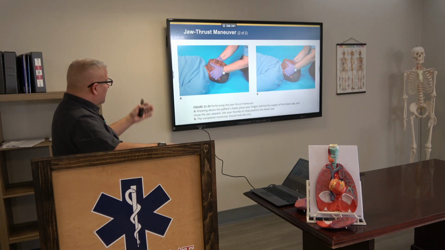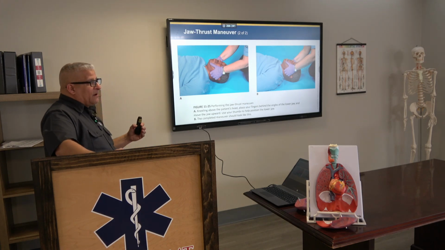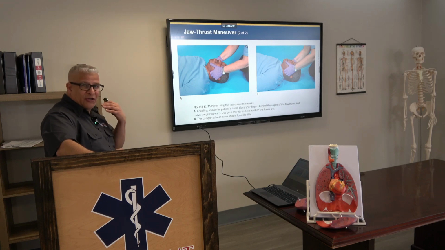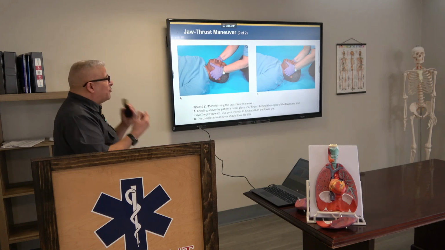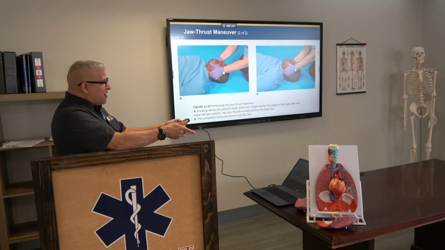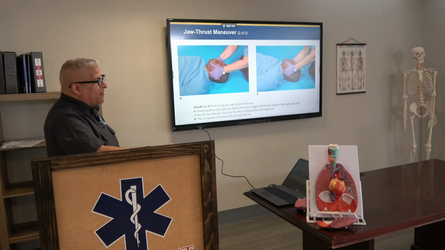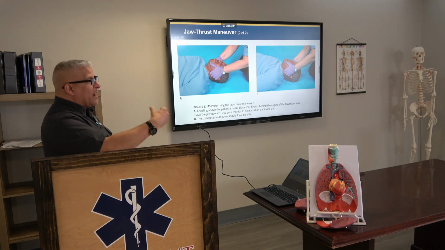And here is your jaw thrust. This technique is if we suspect that they have a neck injury, we don't want to move the head, then the head's going to stay still. We're going to put our two fingers here underneath their jaw, and we're going to lift the jaw up and push the chin back with our thumb, which is again going to bring the tongue up and forward out of the airway.